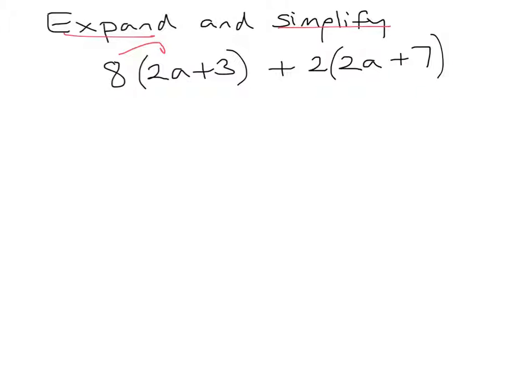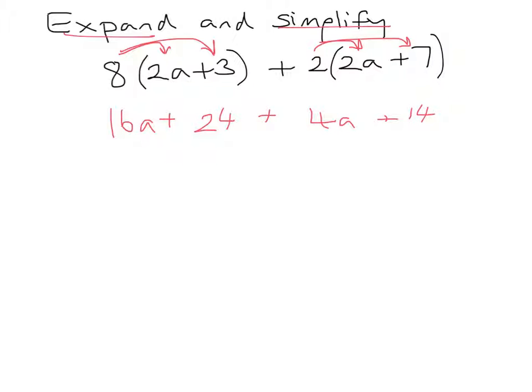8 times 2a is 16a. And then 8 multiplied by 3 is 24. It's a plus times a plus, that's a plus 24. Here we've got 2 times 2a. Well, that's 4a, and 2 multiplied by 7, that's 14, and that's a plus 14. Got my plus there, so that is my expanding done.